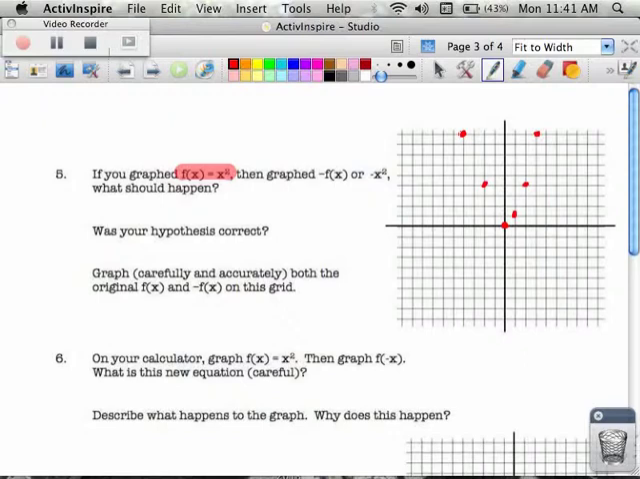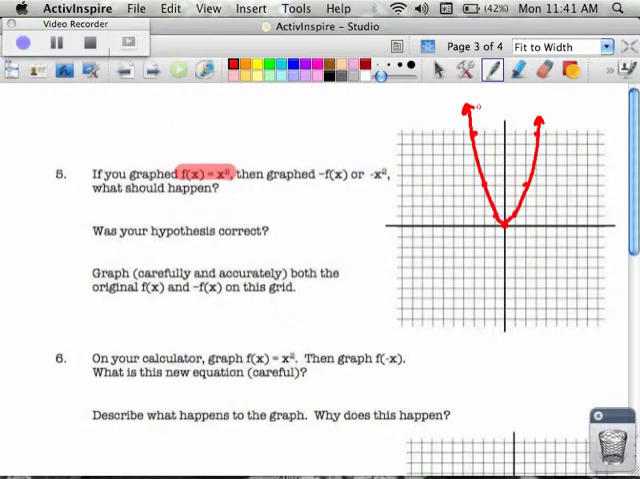I think that's 9, isn't it? 2, 4, 6, 8, 9, yeah. So this would be the x squared graph. Oopsie, that's not right. My bad. Put my dot in the wrong spot. That's better. Okay, so here's the red graph.